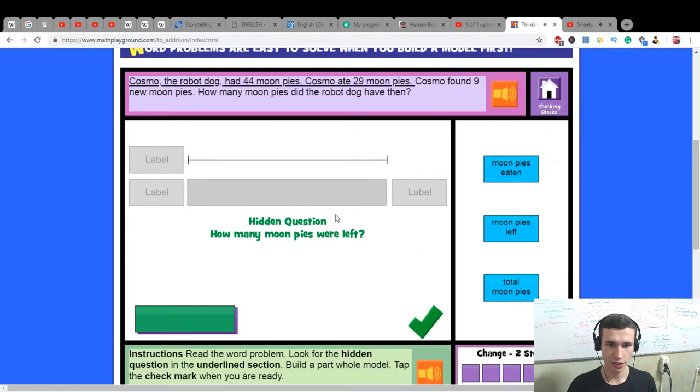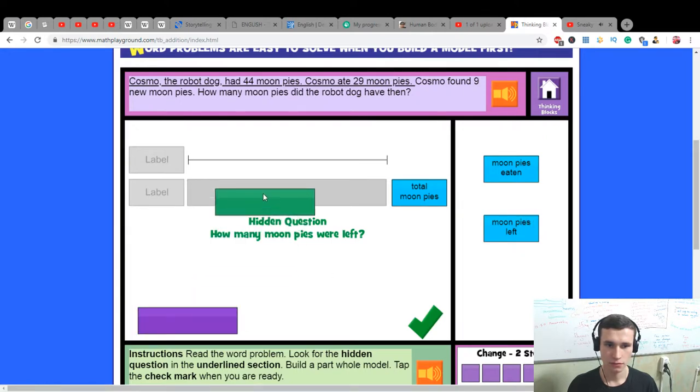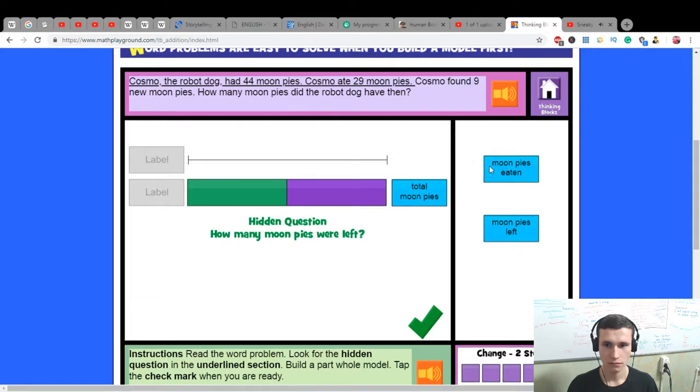Change. How many moon pies were left? Cosmo, the robot dog, had 44 moon pies. Cosmo ate 29 moon pies. Cosmo found 9 new moon pies. How many moon pies did the robot dog have then? Hard task. Let's see. Cosmo total moon pies here, moon pies eaten, moon pies left. Yes.